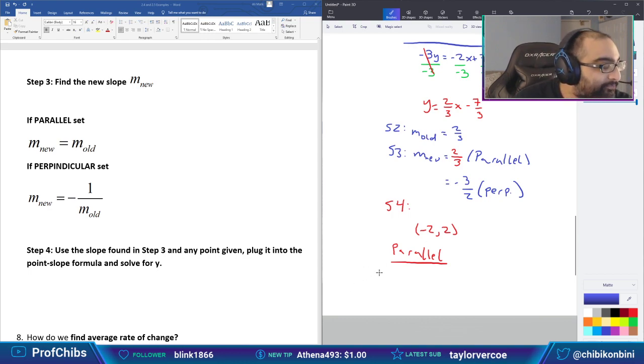Okay, let's take a look at the parallel case here. So we have y minus y1. Now, if it helps here, get x1 and y1. Same, yeah.